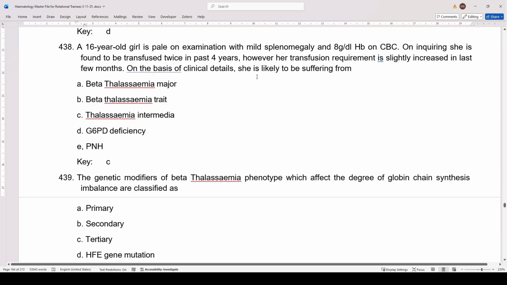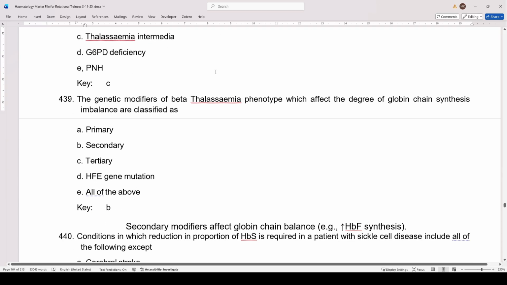On the basis of clinical details, she is likely suffering from beta thalassemia major? No, that needs regular transfusion. Beta thalassemia trait doesn't need any transfusion. Thalassemia intermedia, yes, it can be a case of thalassemia intermedia, because hemoglobin is like that, and she has mild splenomegaly and less transfusion. Okay, so it is a case of thalassemia intermedia.